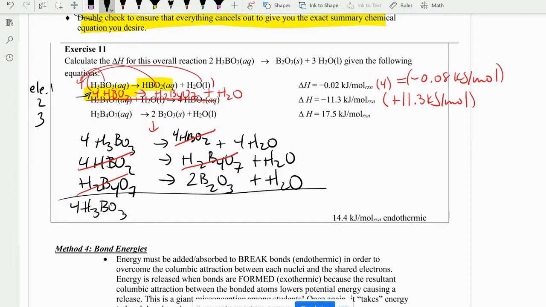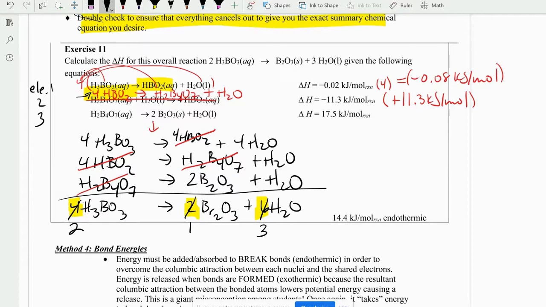4 H3BO3. Okay, draw my arrow. I've got 2 B2O3 and 6 of these water molecules. Okay, I notice that it looks very similar to the reaction that was given to me. But take a look at your coefficients, 4, 2, and 6. You need to reduce those. Okay, so 2 goes into 4 2, 2 goes into 2 once, and 2 goes into 6 3 times. There we go.